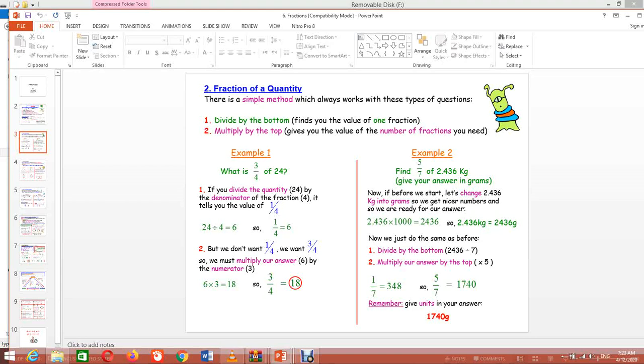Then we divide by the bottom, and the bottom of the fraction is 7. So we divide 2436 by 7, and we have to use long division. When we divide 2436 by 7 using long division, it is equal to 348. So we could see that 5 over 7 has given us 1740. How do we get that? We multiplied the 348 by the numerator 5. So 348 multiplied by 5 gives us an answer of 1740 grams.